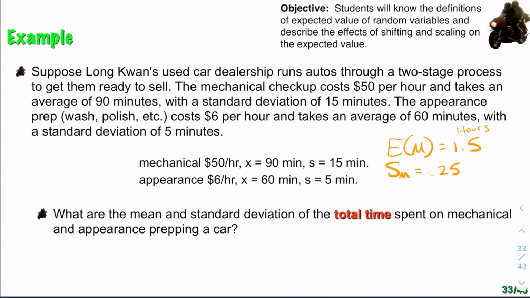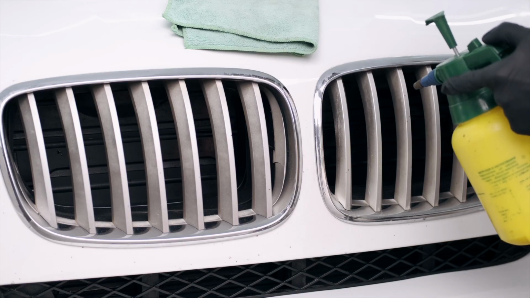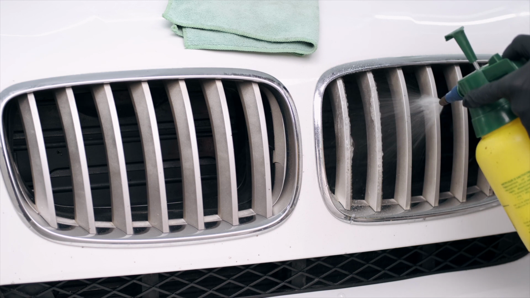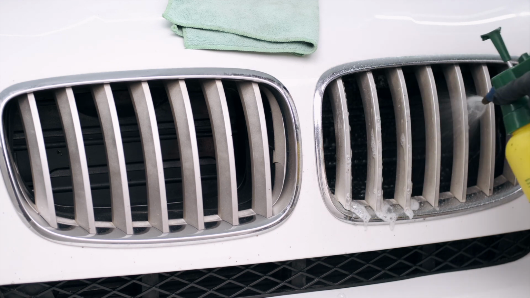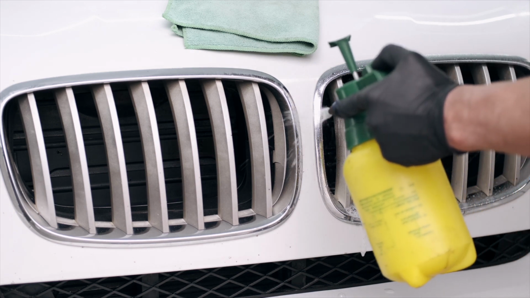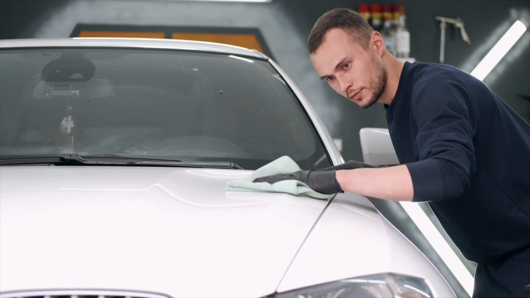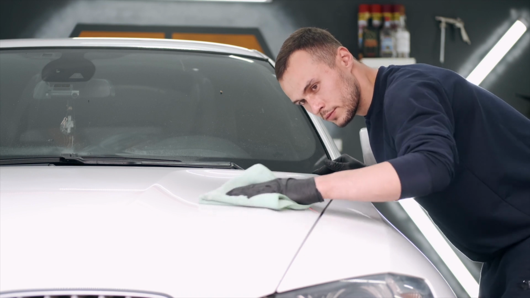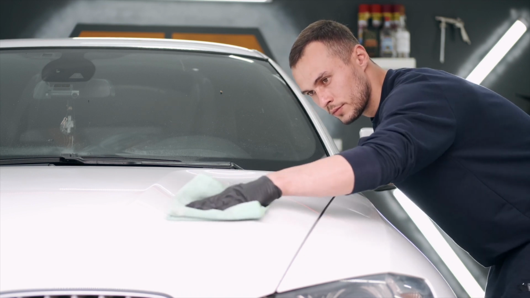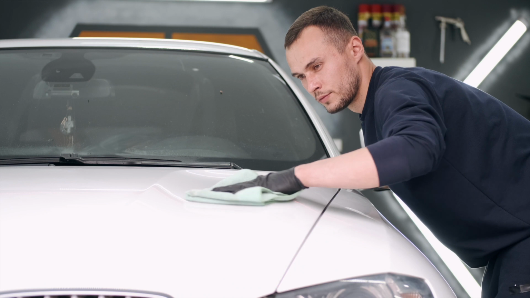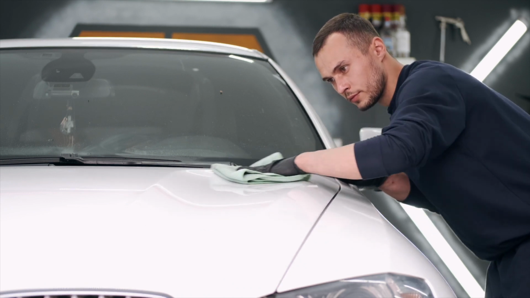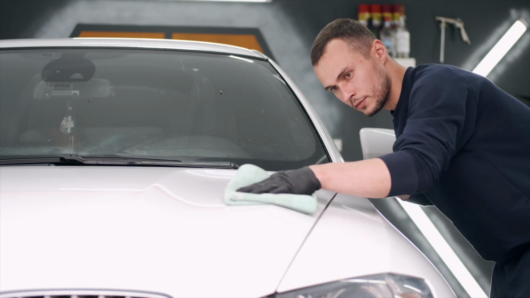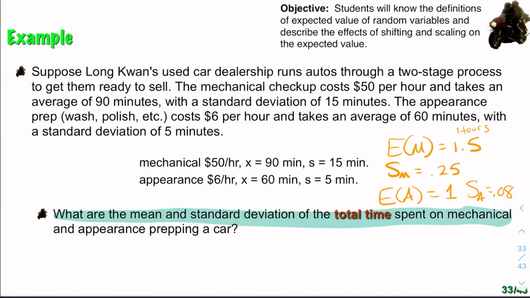The appearance, prep, wash, polish, etc., costs $6 per hour and takes an average, so let's call that A, an average of 60 minutes or 1 hour with a standard deviation of appearance of 5 minutes. So that's 1/12, I think. 1/12 is 0.08 hours. What are the mean and standard deviations of the total time spent on mechanical prepping?